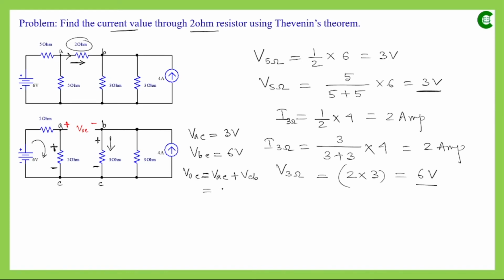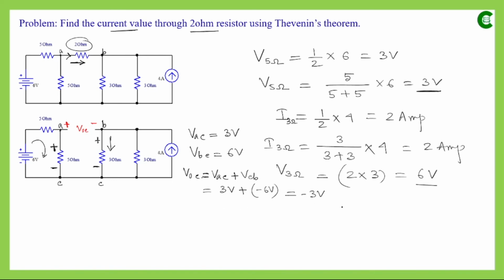so this is 6 volt, and VOC will be VAC plus VCB. Now VAC is 3 volt and VCB is minus 6 volt, as VBC is 6 volt, so VCB will be minus 6. So this value will be minus 3 volt. And if we apply KVL in this path, then also we can easily find out the value of VOC by the help of these two values.